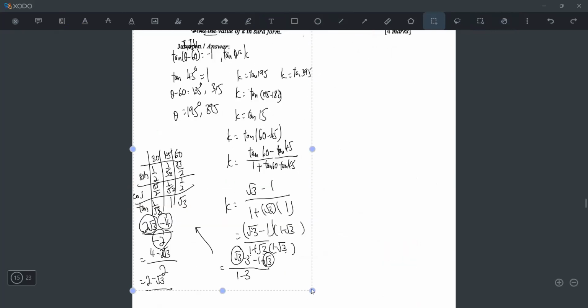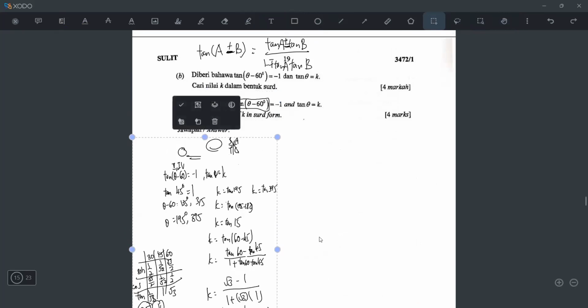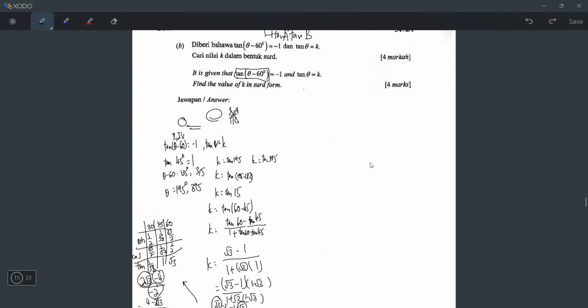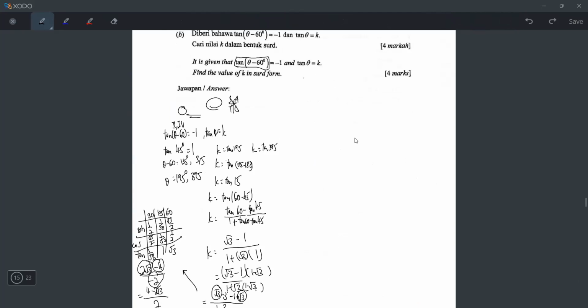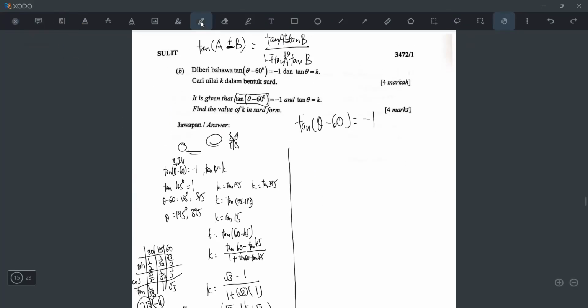I will shrink all of this. And then to explain using the other method here. Actually, what you can do is you can straight away start with the multiple angle formula, because they already mentioned tangent bracket theta minus 60 equals to negative 1, right? You can straight away use this tangent A plus minus B formula. But your A will be your theta, your B will be 60. Let me demonstrate quickly. Just draw a line equals to negative 1.